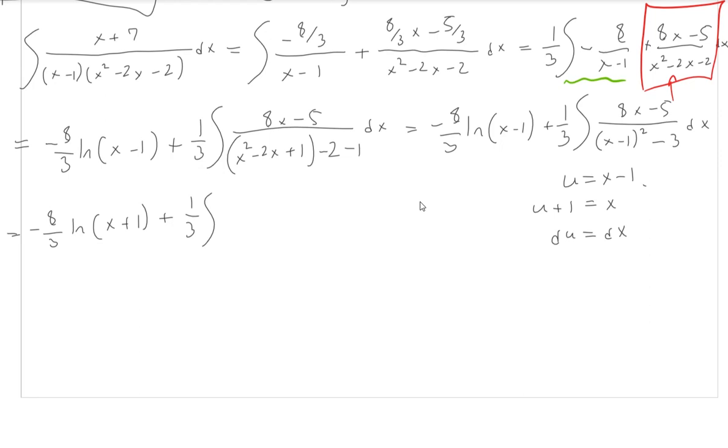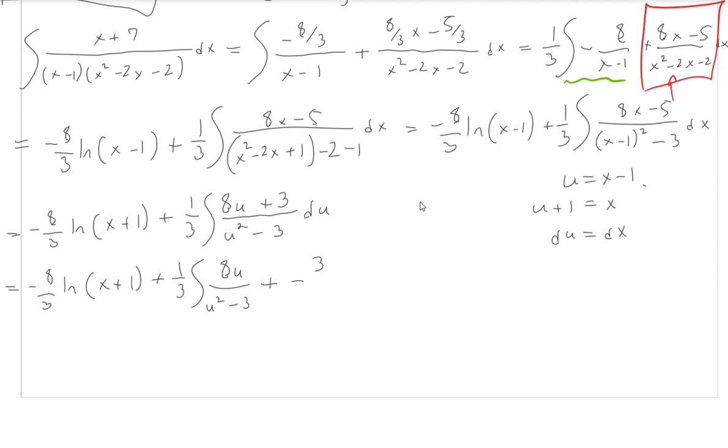On top, I have 8x minus 5. I'm going to replace x with u plus 1. So I get 8u, and 8 times 1 will give me 8, minus 5 will also give me a plus 3. And on the bottom, I get u squared minus 3, du. All right. Then I can split up this fraction into two pieces. I could say 8u over u squared minus 3 plus 3 over u squared minus 3, du.